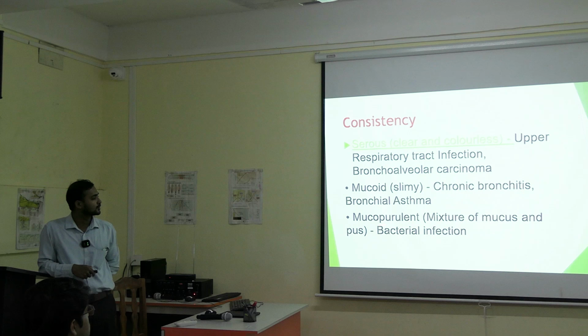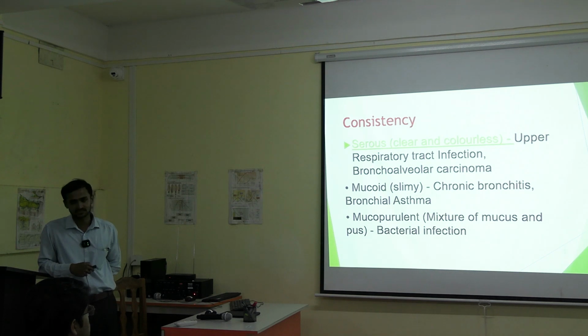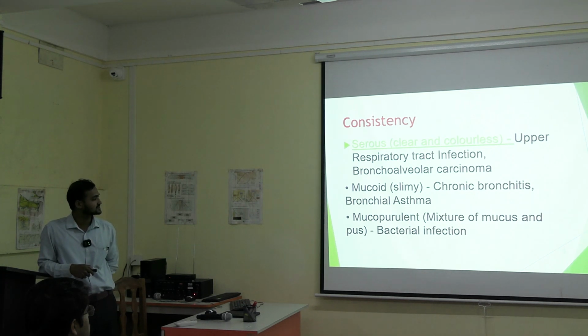In consistency there are certain types like serous, which is clear and colorless, mucoid, which is slimy, and mucopurulent. These are found in certain conditions. Serous is mainly from the upper respiratory tract, and also seen in bronchial alveolar carcinoma. Mucoid is seen in chronic bronchitis and bronchial asthma. Mucopurulent is seen in bacterial infections. Mucopurulent means a mixture of mucus with pus.